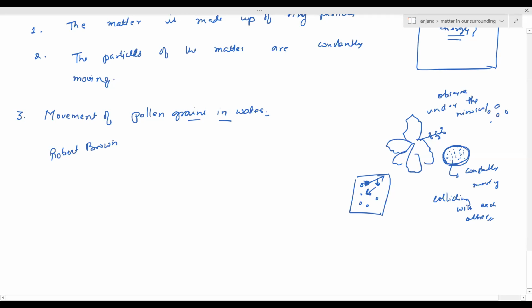In 1827. So he was basically a Scottish botanist. Okay, he was not a chemist, he was a botanist. Botanist is a subject where people study about plants. They are known as botanists, and that subject is known as botany. So he was basically a Scottish botanist, and he studied this Brownian motion.